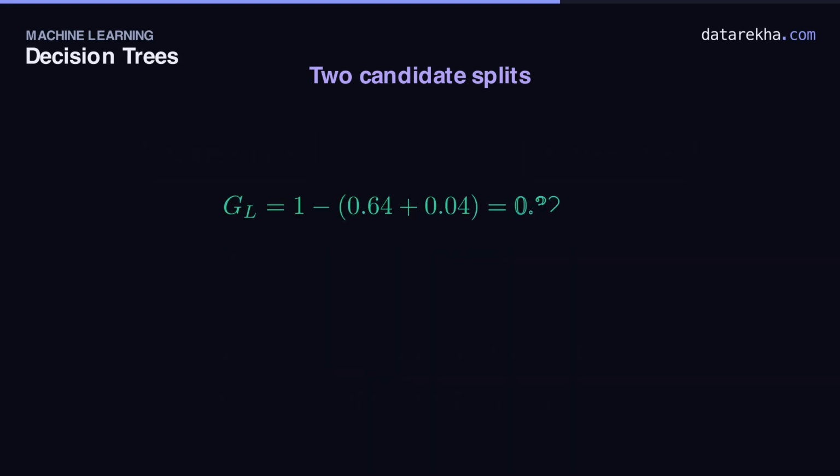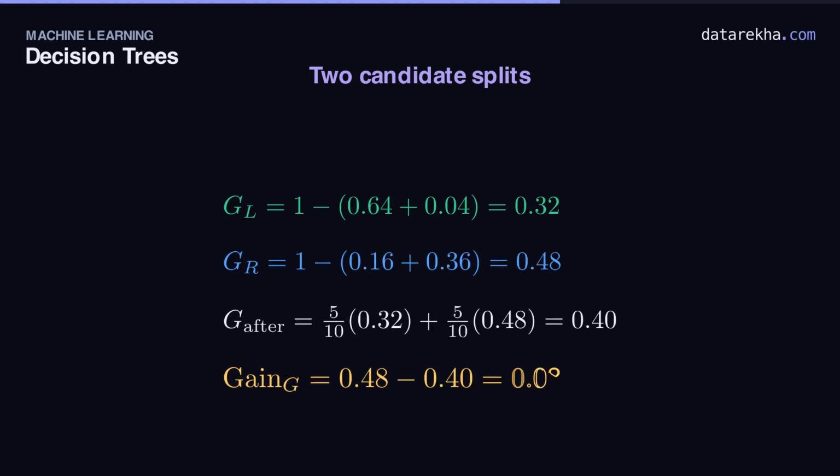Gini tells the same story. The children score 0.32 and 0.48. The weighted after is 0.4, and the Gini gain is 0.08. Different scale, same verdict. This split helps.